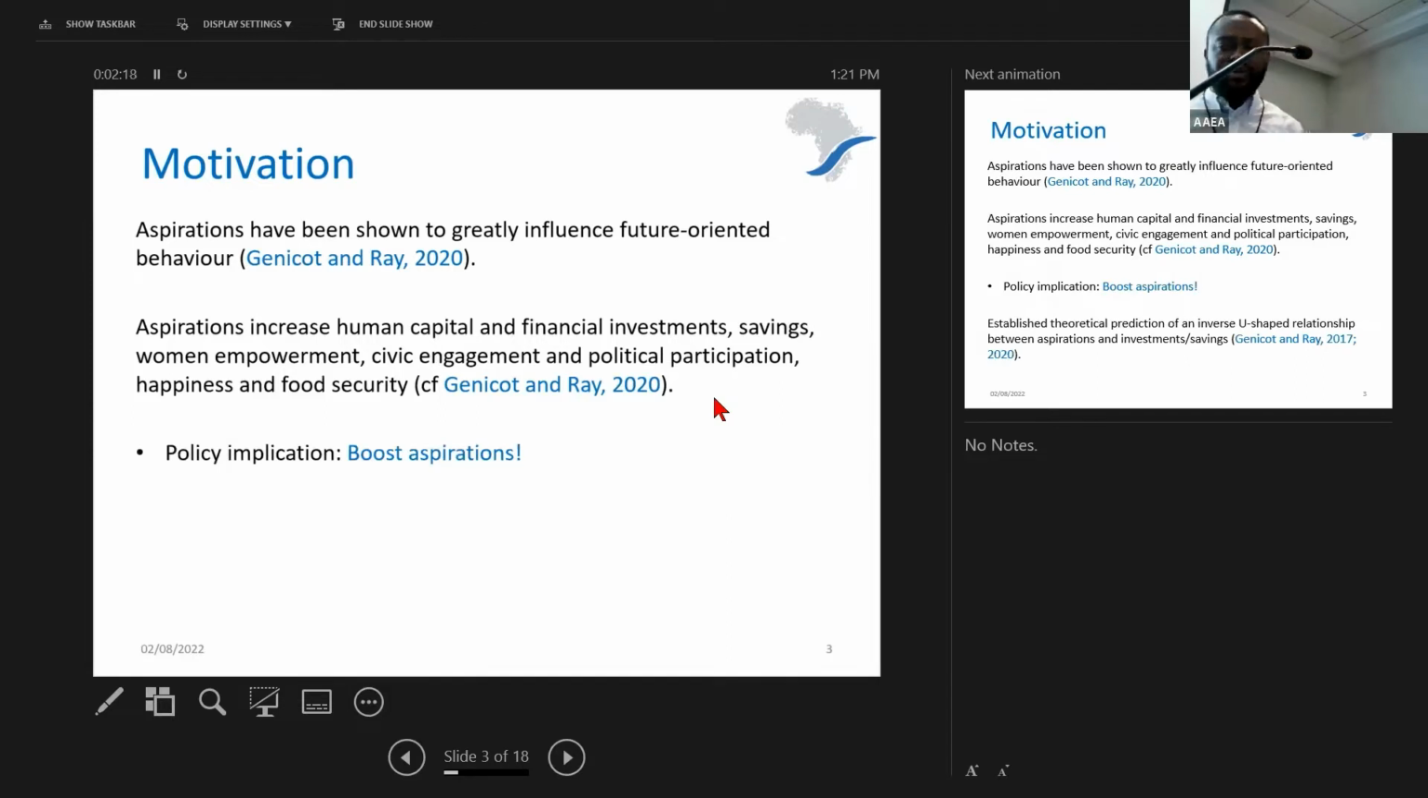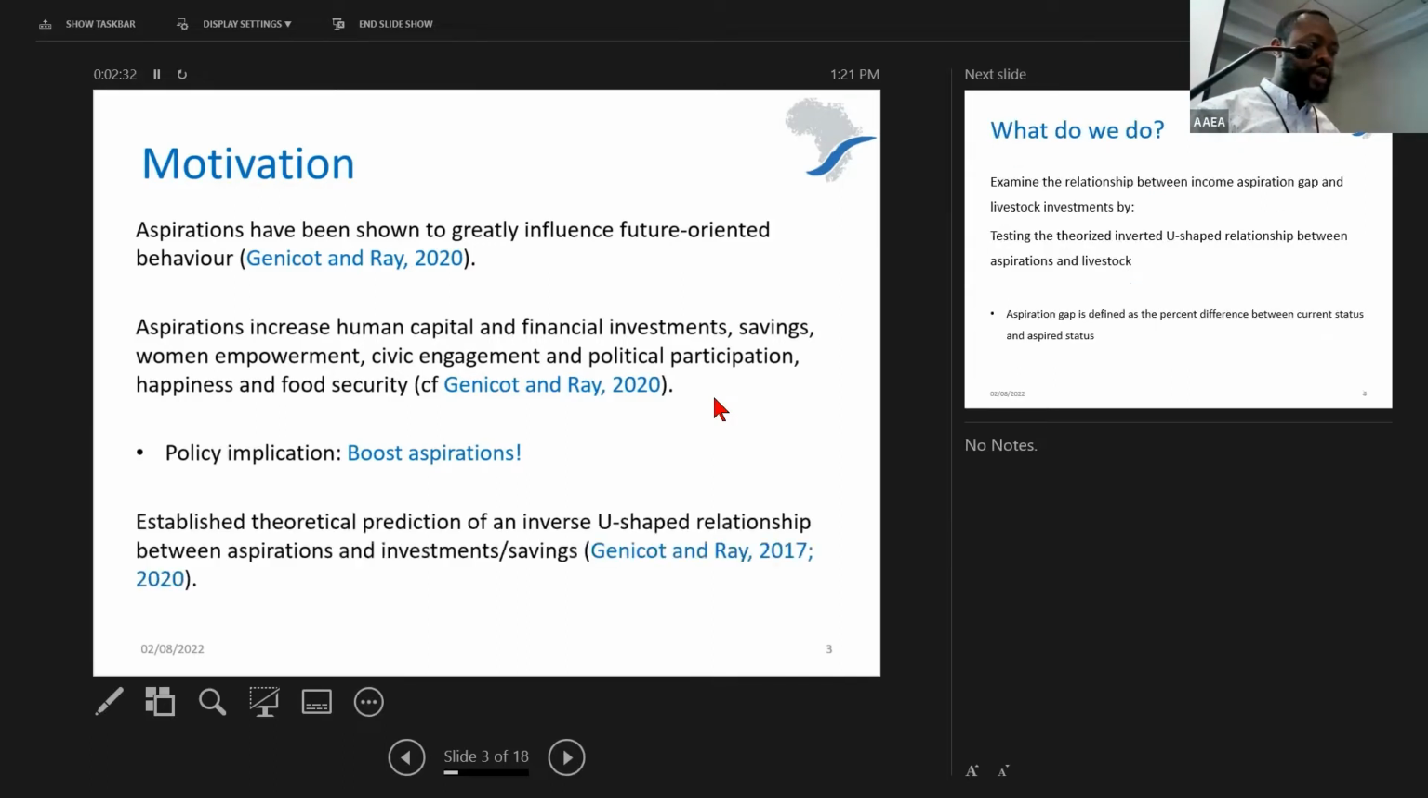And if one is thinking of all these nice implications of aspirations, then the normal policy implication that comes to mind is that if aspirations are this important, then we should just boost aspirations. But this is not straightforward, and that is what I'm going to show in this presentation. There is an established theoretical link that shows that if aspirations are too high, then they rather make households disinvest. So you should improve aspirations up to a particular point, and beyond that threshold, you should not increase aspirations, because then it's going to lead to disinvestments and negative behaviors.